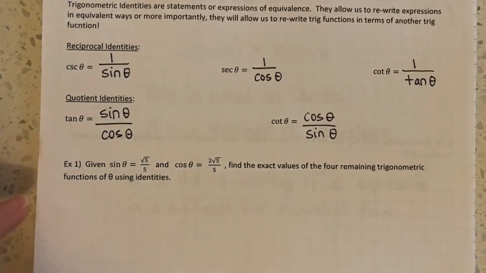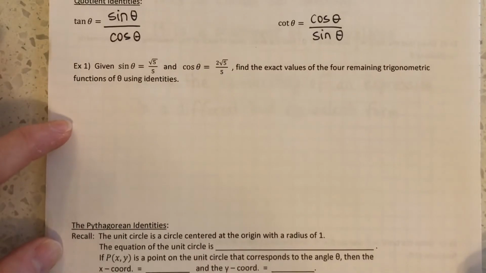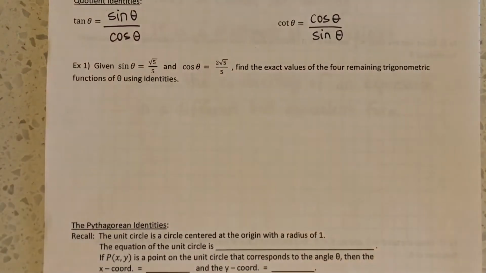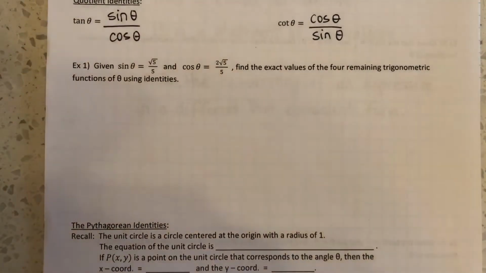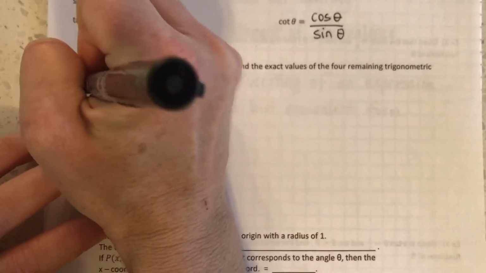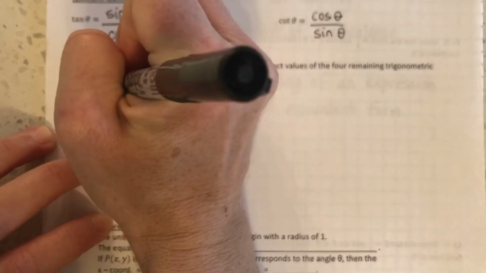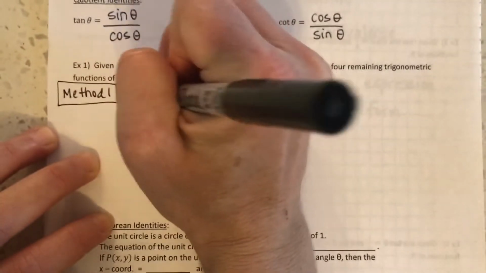All right, so let's try an example. Example 1 says, given that the sine of angle theta is root 5 over 5, and the cosine of angle theta is 2 root 5 over 5, find the exact values of the 4 remaining trigonometric functions of theta using the identities. So again, method 1, because there's a couple different ways you can do this problem. Method 1, they want you to use your identities. They want you to use what you know.